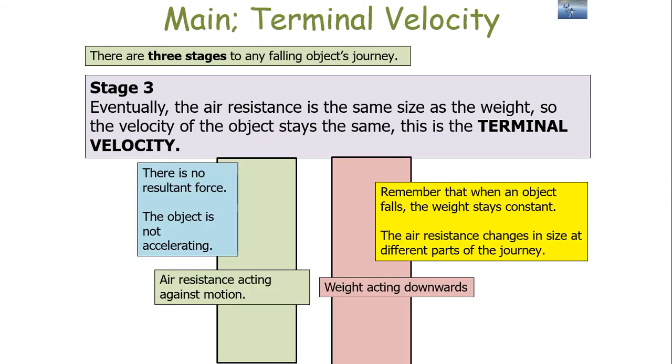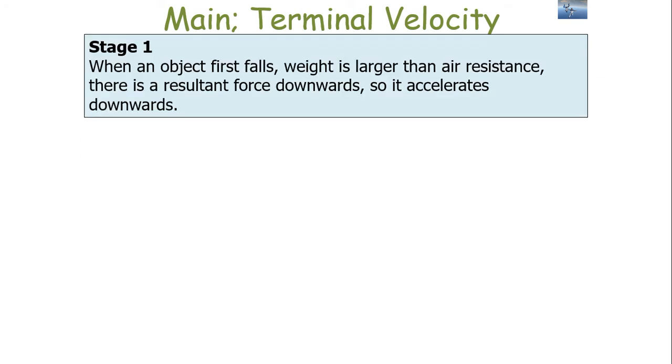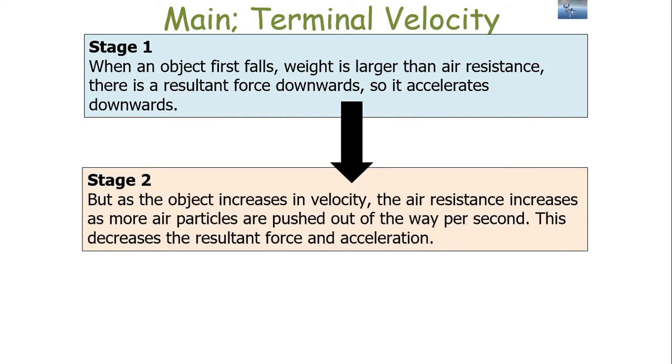Now remember, as the object falls, the weight stays constant, but the air resistance changes size in different parts of the journey. So when an object first falls, weight is larger than air resistance, there's a resultant force downwards, so it accelerates downwards. But as the object increases in velocity, the air resistance increases as more air particles are pushed out of the way per second.